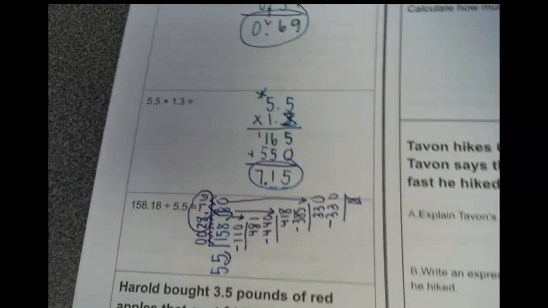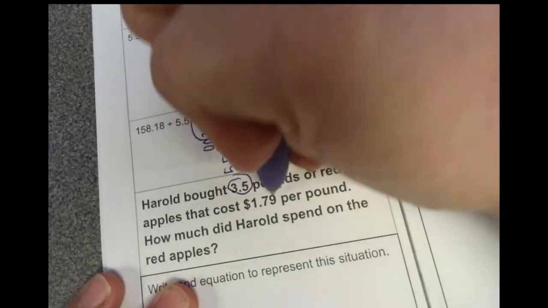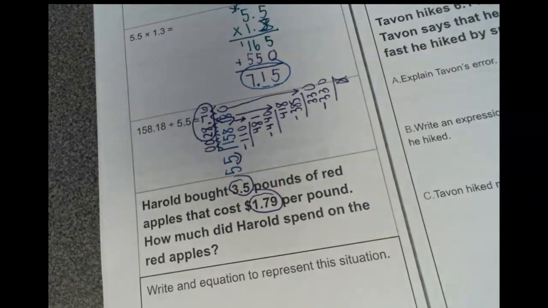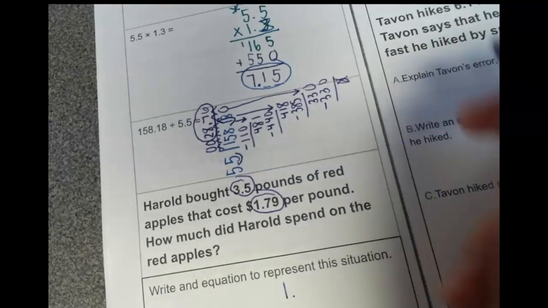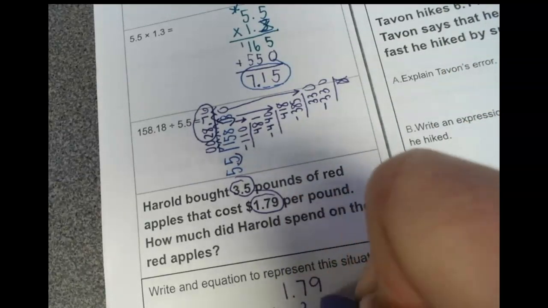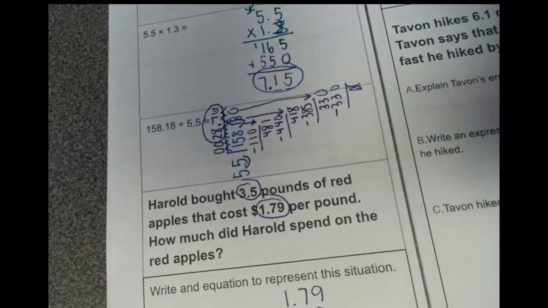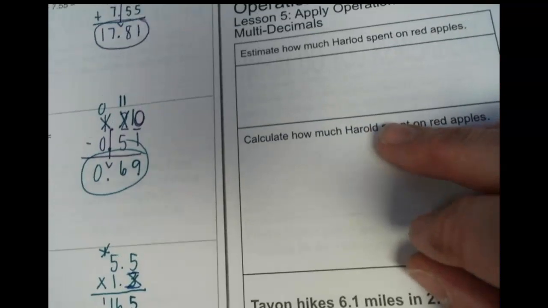Okay, let's look at Harold. Harold bought 3.5 pounds of apples that cost $1.79 per pound. So what we need out of there, important things, 3.5, $1.79. How much did Harold spend on the red apples? So we are 179 times 3.5.